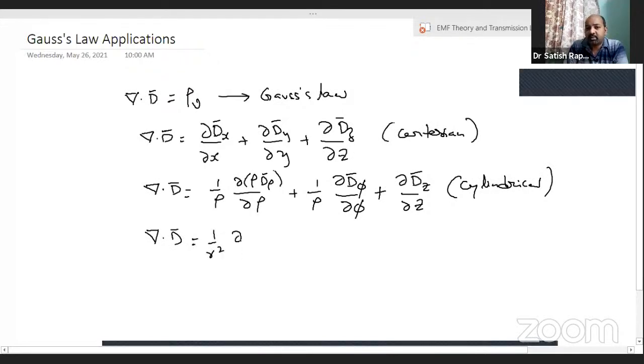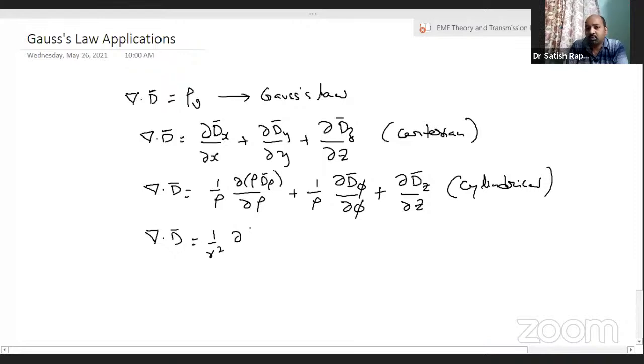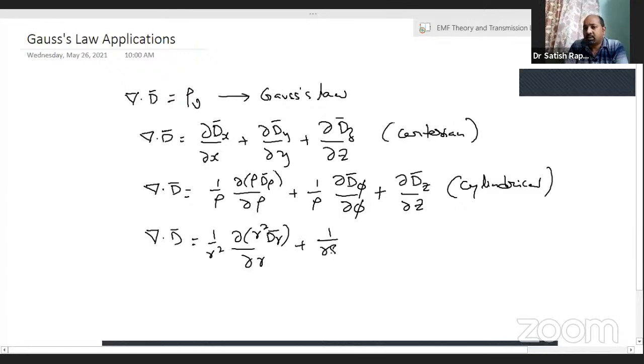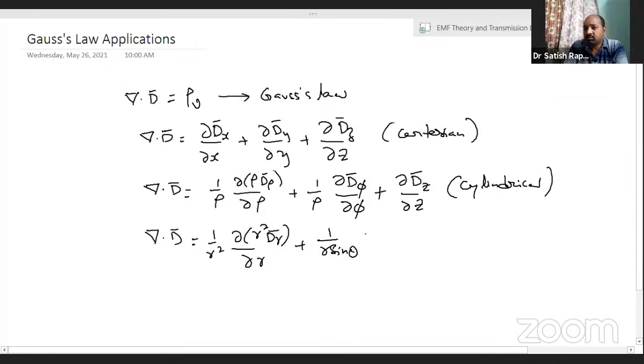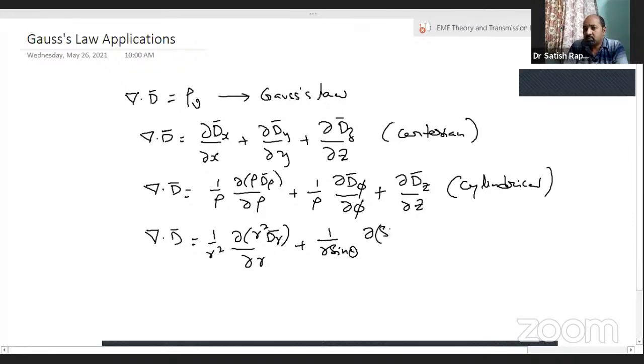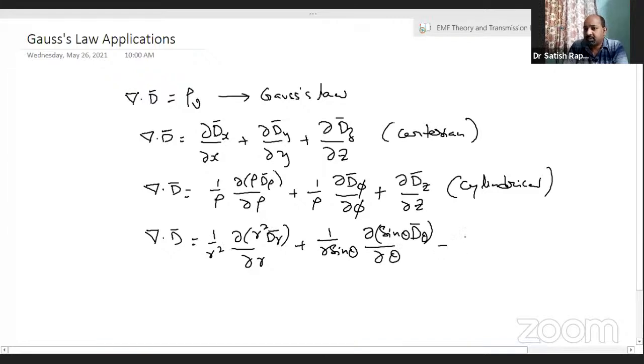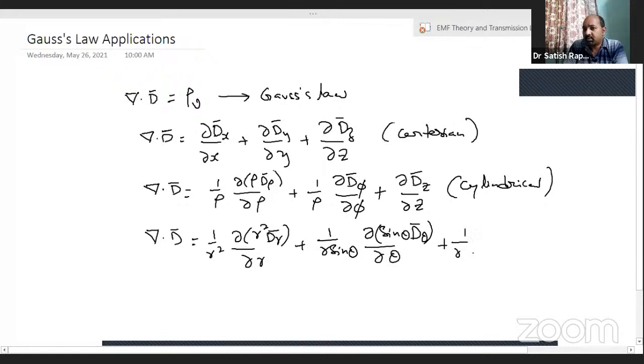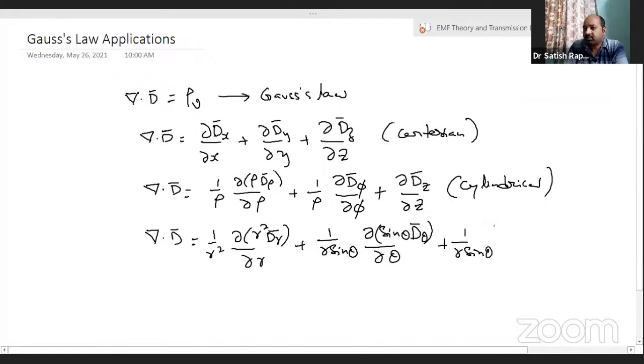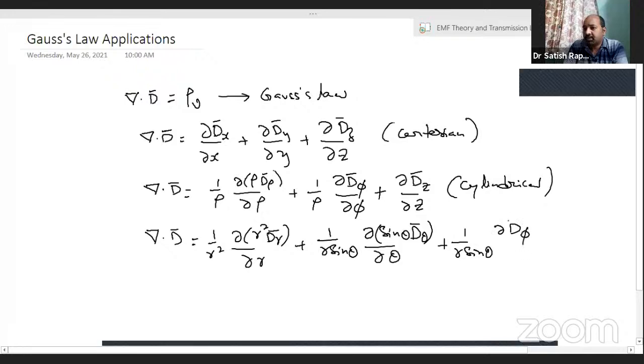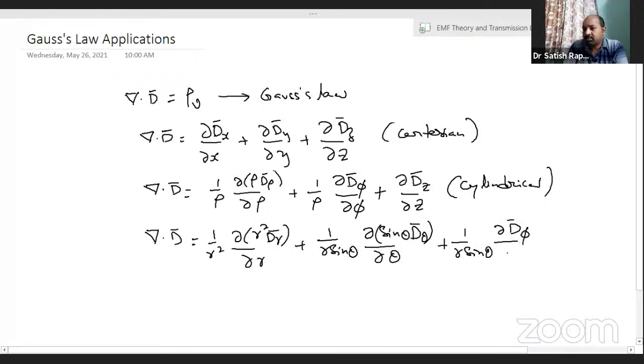1 by r square dou (r square Dr) by dou r plus 1 by r sin theta dou (sin theta D theta) by dou theta plus 1 by r sin theta dou D phi by dou phi.